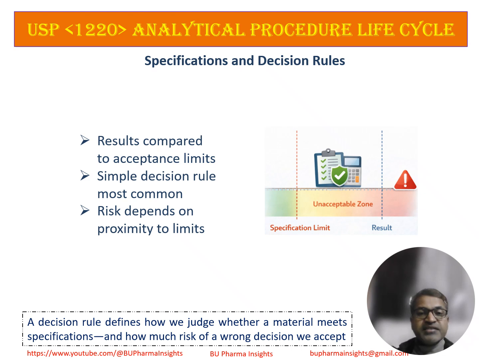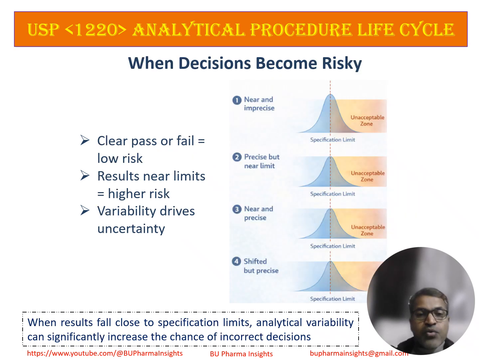Specifications and decision rules. Results are compared to acceptance limits. Simple decision rules are most common. Risk increases as the result approaches the limit. A decision rule defines how we judge compliance and how much risk of a wrong decision we are willing to accept. When do decisions become risky?